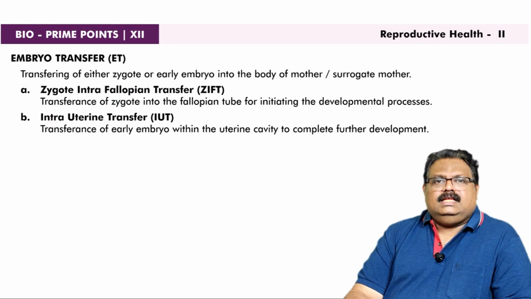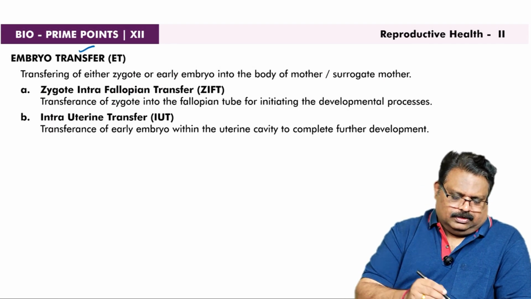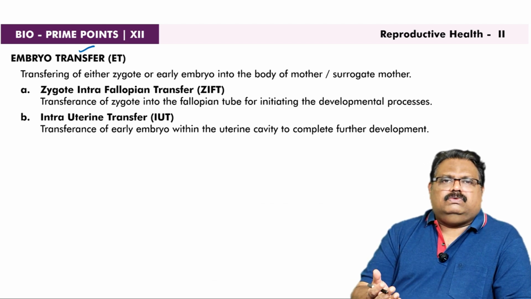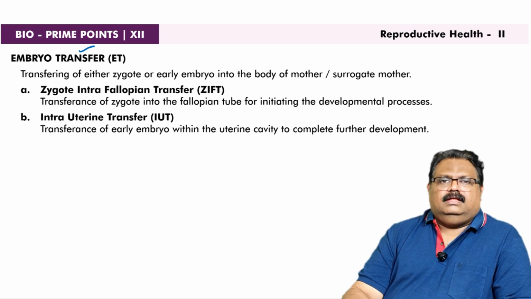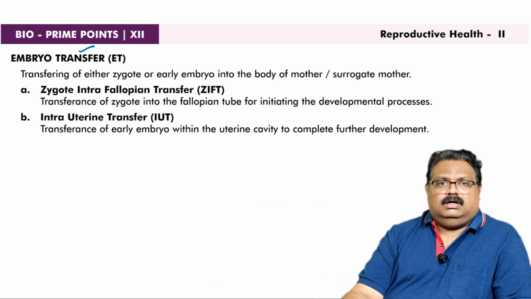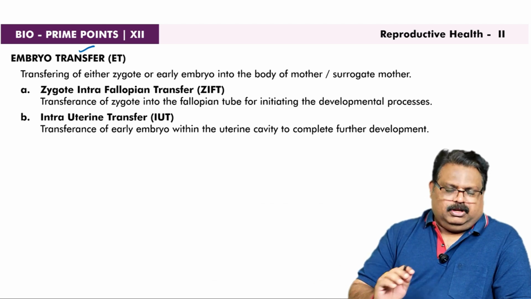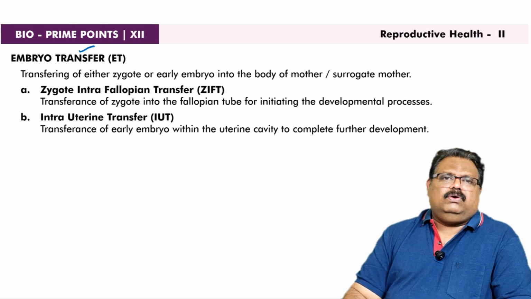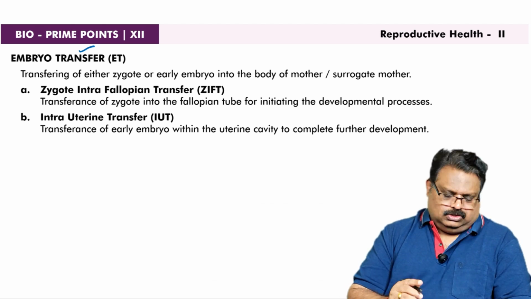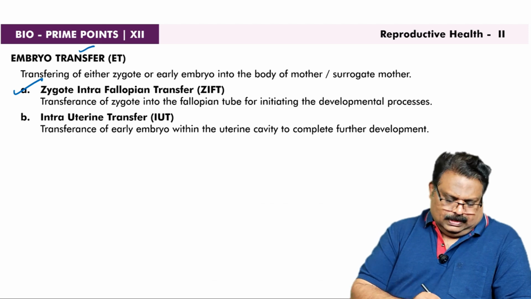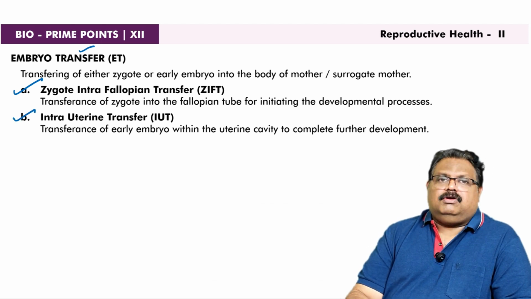The next ART is ET. ET means embryo transfer. As a result of in vitro fertilization, the zygote is produced in the lab outside the body. Then the zygote or the early embryos are to be transferred inside the uterus of the mother, either to the mother or to the surrogate mother. That process is called embryo transfer. And this embryo transfer can be done in two ways. One is called ZIFT, zygote intrafallopian transfer. The other one is called IUT, intrauterine transfer.